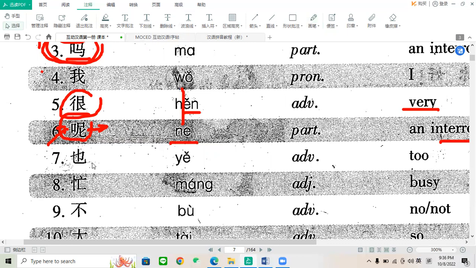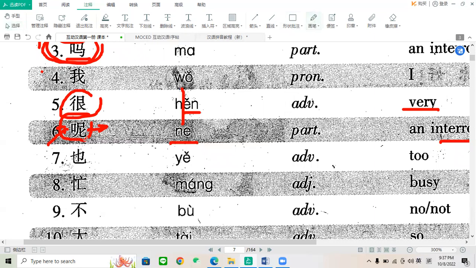Okay, this one is very important and commonly used. Yeah means too or also. 我很好, 你很好, 我也很好. I'm also very good. So yeah means also or too, right? I'm fine too, I'm good too, I'm doing good too, okay? So too or also is yeah.